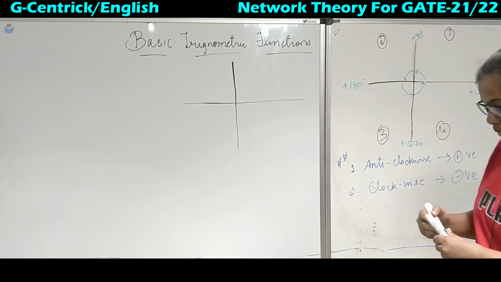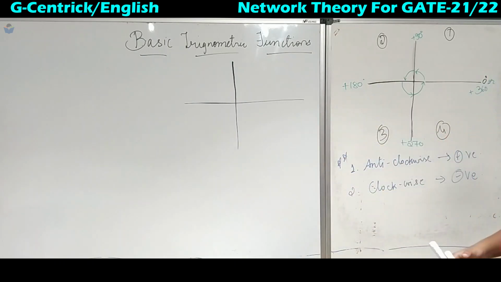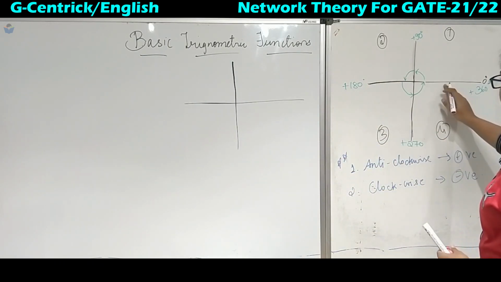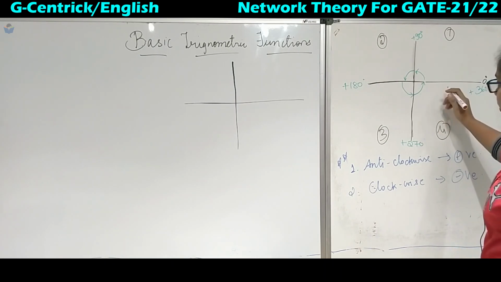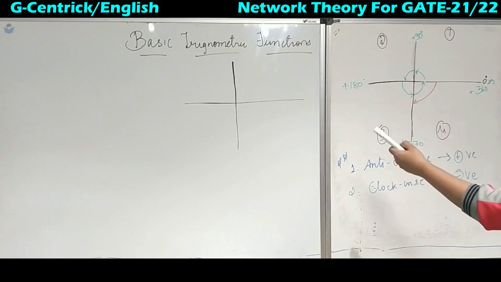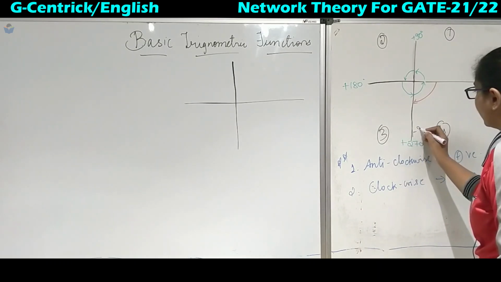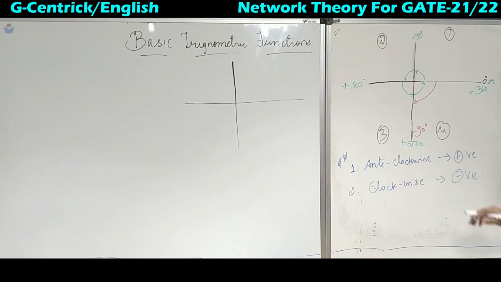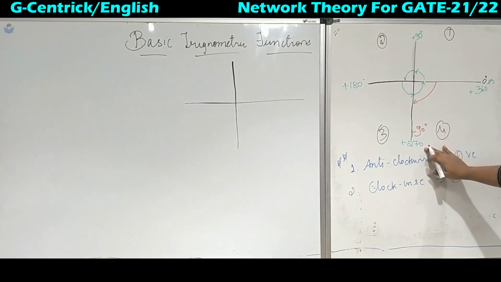Okay, so this was the movement in the anti-clockwise direction. Now we will move in the clockwise direction. So this is 0 degree, as it is we will keep it. Now I am moving in the clockwise direction, so what I will get, minus 90 degrees. So this minus 90 degree and plus 270 degree are both the same.